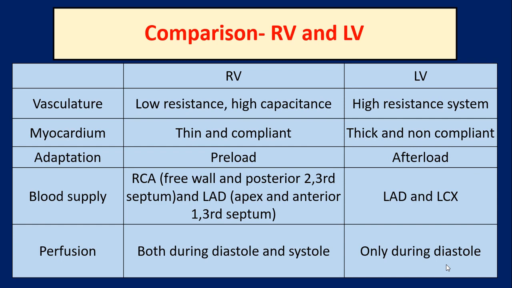Blood supply is with the right coronary artery to the free wall and the posterior two-thirds of the septum, and the left anterior descending to the apex and anterior one-third of the septum. The left ventricle has the left anterior descending and left circumflex. The RV is perfused both during diastole and systole, whereas the LV is perfused only in diastole.